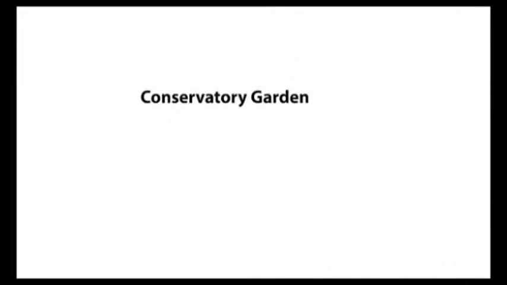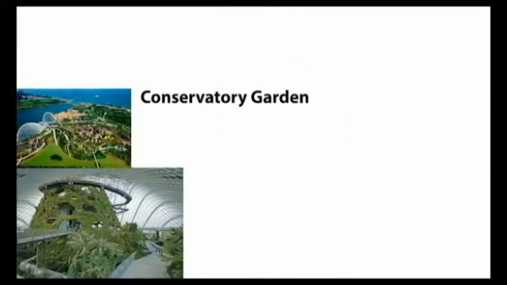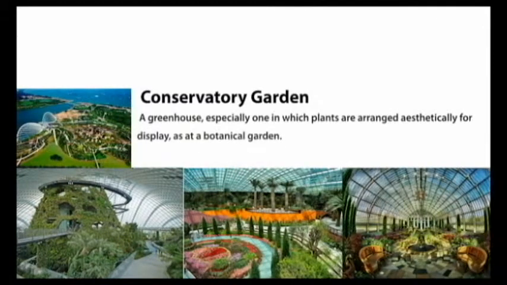Conservatory garden. A conservatory garden is a greenhouse, especially one in which plants are arranged aesthetically for display, as at a botanical garden.